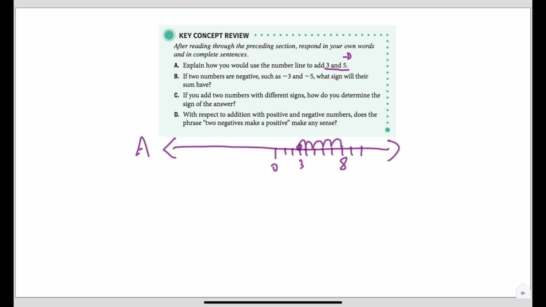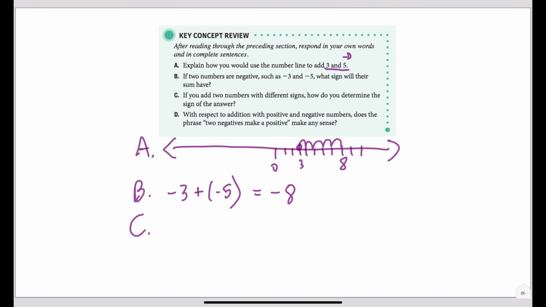So that's A. Let's have a look at B. If two numbers are negative, such as negative 3 and negative 5, what sign will their sum have? So negative 3 plus negative 5, if I add these two together, what is the sign of the result going to be? It has to be negative because I started negative and then I went more negative. And so the result has to be an even larger negative value.